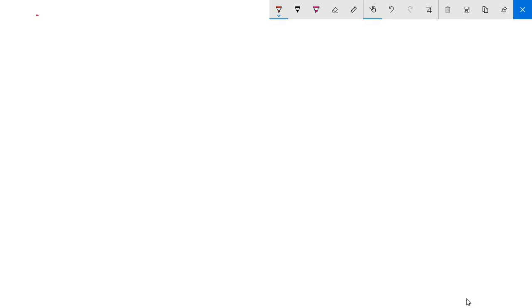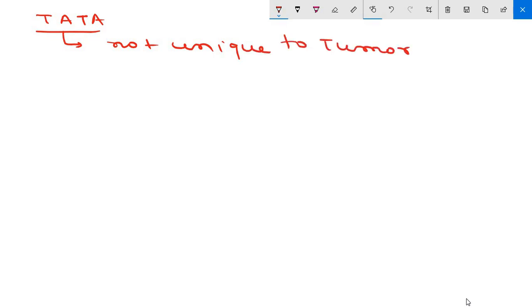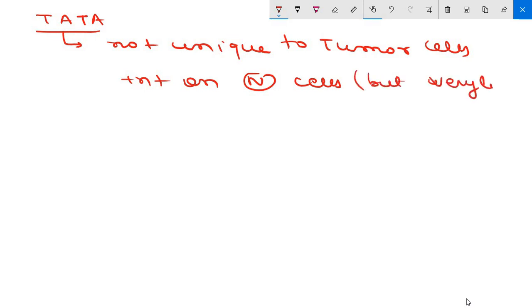Now we will discuss TATA, that is tumor associated transplantation antigens. These antigens are not unique to tumor cells, and they can be expressed by normal cells also. They are present on normal cells, but at a very low level. Their levels become exponentially high in tumor cells.